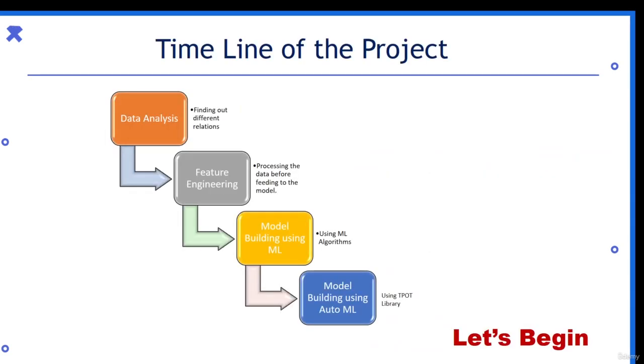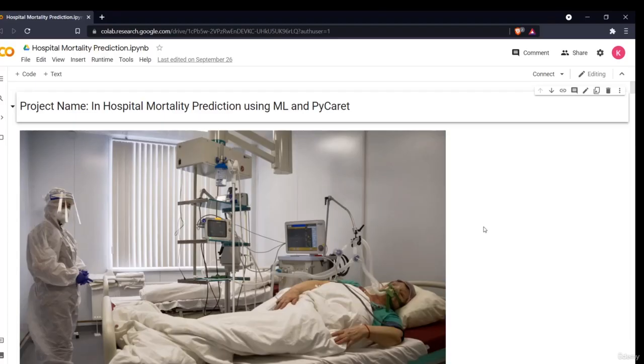So moving on to the timeline of the project, the very first thing we'll be doing is the data analysis part. We'll be finding different relations and observing our data visually. Then we'll be doing feature engineering, or the data pre-processing part, making our data ready for model development. Then we'll be building our model using machine learning techniques. Then we'll be building a model using automated machine learning, that is the PyCaret library. Here by mistake I have written Teapot library. We'll be using the PyCaret library for this project. So let's proceed to the notebook building session.